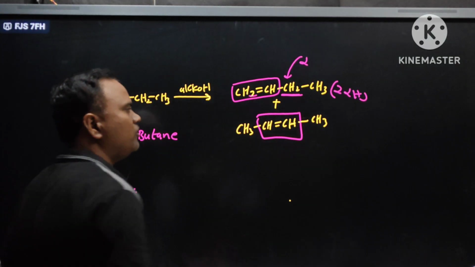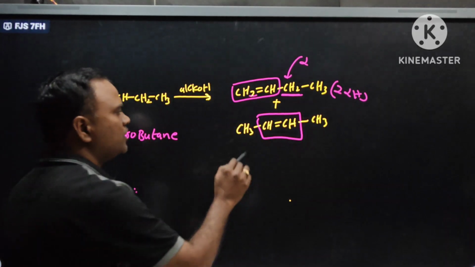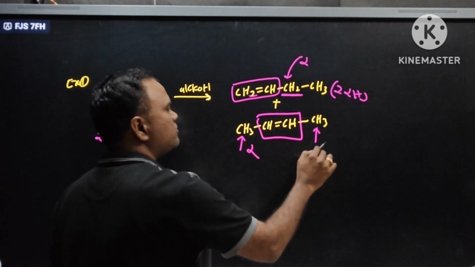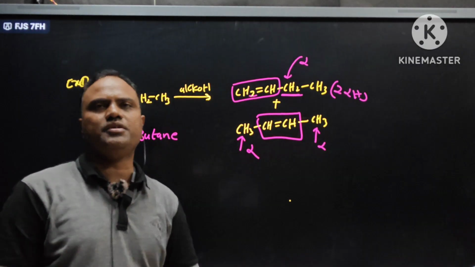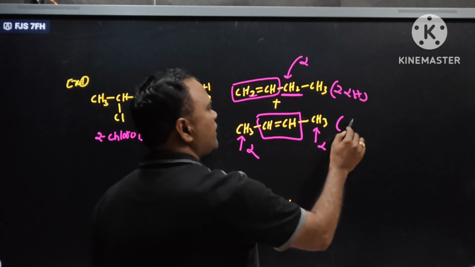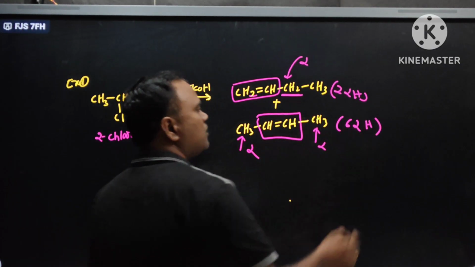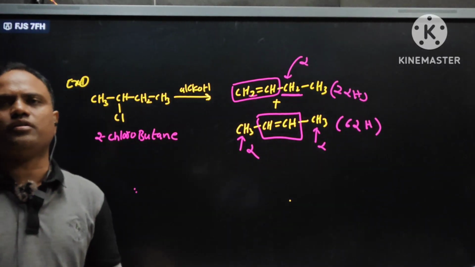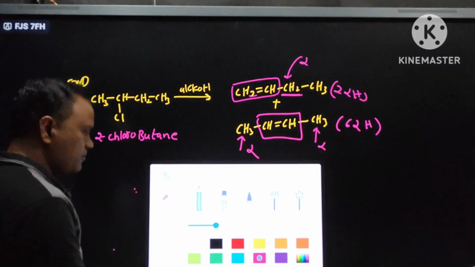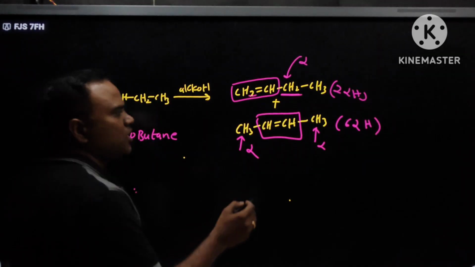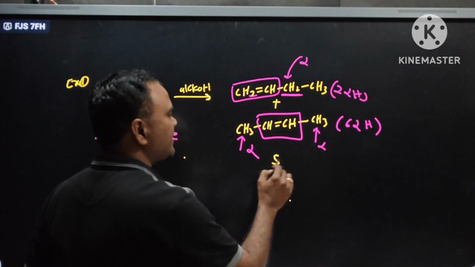Put the double bond in a box. This is alpha carbon, this is also alpha carbon. This is having 3 alpha hydrogens, this is having 3. Total how many? 6 alpha hydrogens are present. So the one with more number of alpha hydrogens is said to be Saytzeff's, and that will be the major product. The one which is having more number of alpha hydrogens is said to be Saytzeff's product.